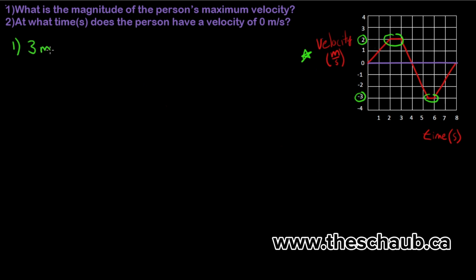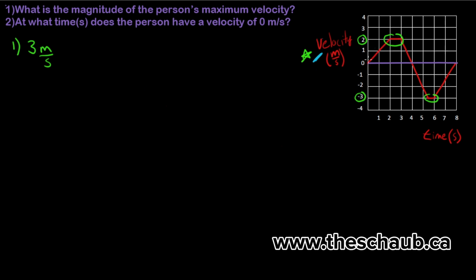It's 3 meters per second, occurring here between 5.5 and 6 seconds. For question 2, we look at what time or times does the person have a velocity of 0 meters per second. Again, we're looking at a velocity time graph, so we can just read this off the graph.